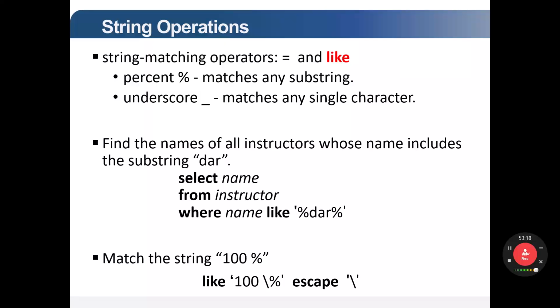Next, string operation. In the where predicate, you can use the equal symbol for the string matching operator. And sometimes you may want to do pattern matching. Then you should use the like operator, as shown here. So the like operator is a pattern matching operator.